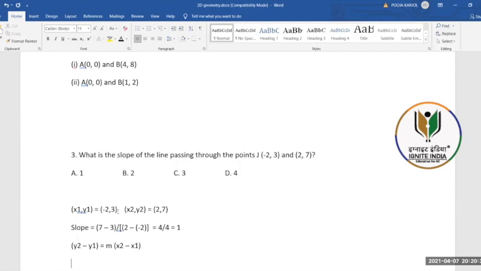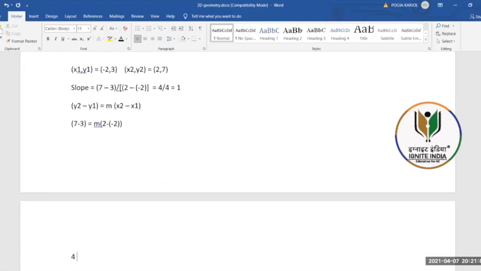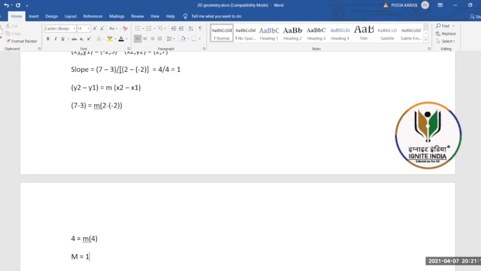(x1, y1) is (-2, 3) and (x2, y2) is (2, 7). So it will be 7 - 3 = m into (2 minus of -2, which is 4). So m is equal to 1. Understood?